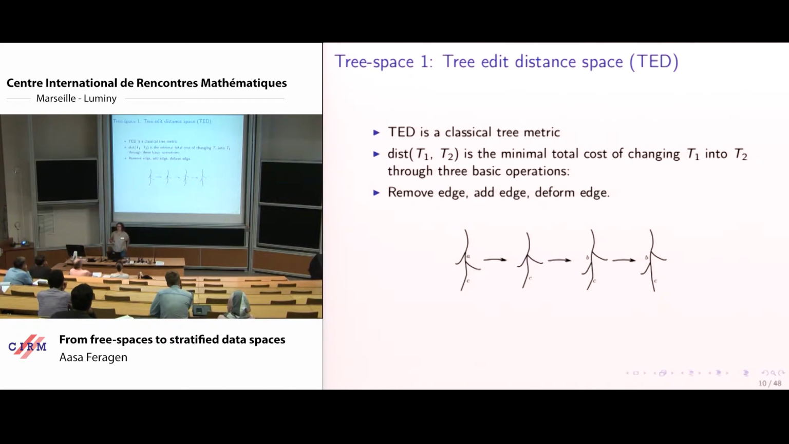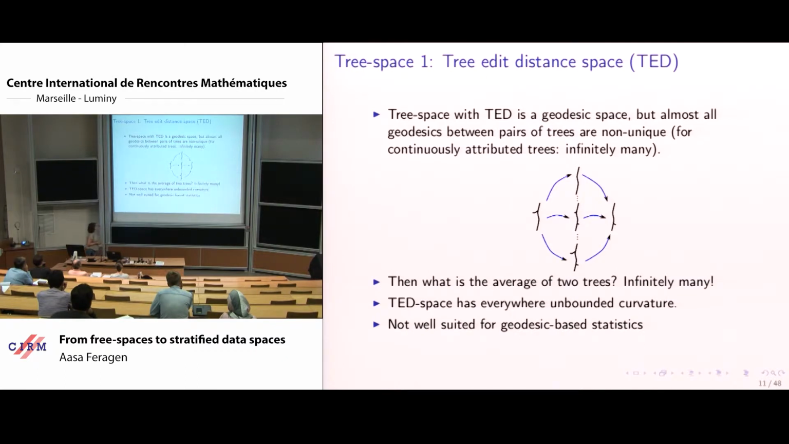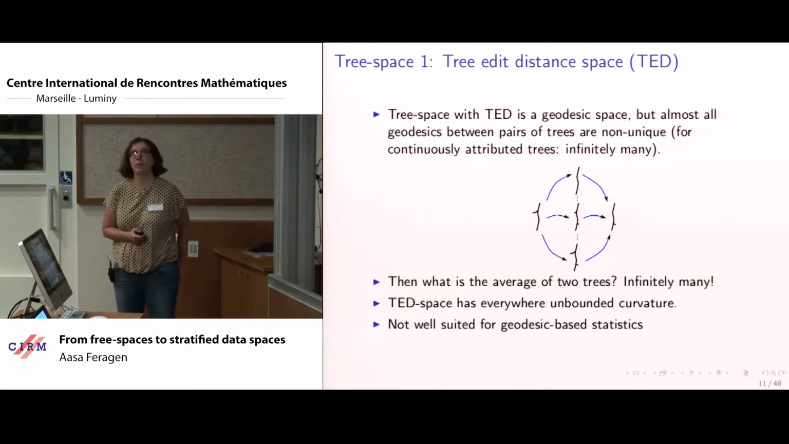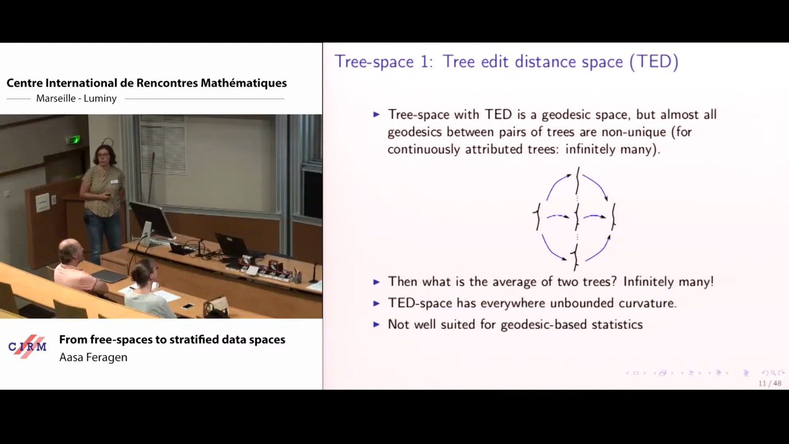Now, assuming that your edge costs are metric, this gives you a metric out. And assuming that the edge costs are geodesic, giving a geodesic metric on the edge spaces, or edge attribute spaces, you also get a geodesic space out. So the tree space with the edit distance is a geodesic space, but it has some properties that we maybe don't like so much. So first of all, almost all of the geodesics between two trees are going to be non-unique. So look at this very simple example, a tree with one single branch here and another one with a single branch there. Now you could get from here to there by removing your side branch and growing the other one out, or you could grow the other one out first and then remove.